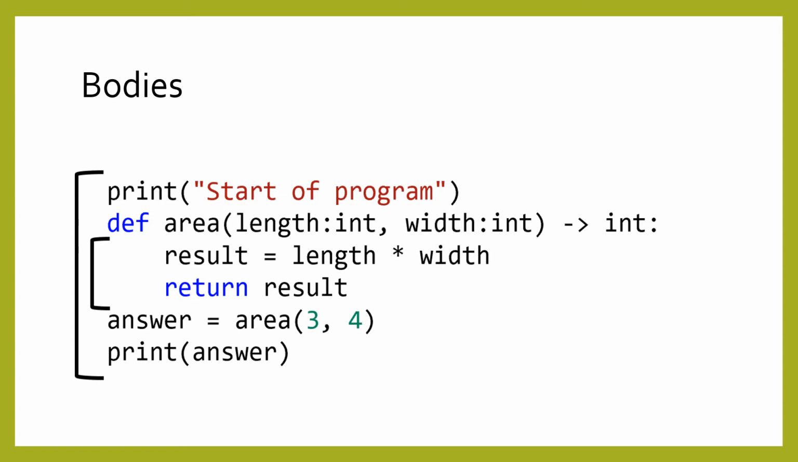Programs are organized into lines called statements. Every program has at least one body, which is the main global body. Programs can also have additional bodies, though, through indentation. The statements inside of a function are indented, meaning they have 4 spaces in front of them.